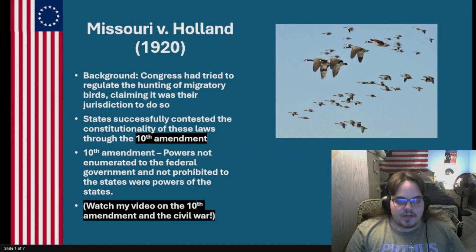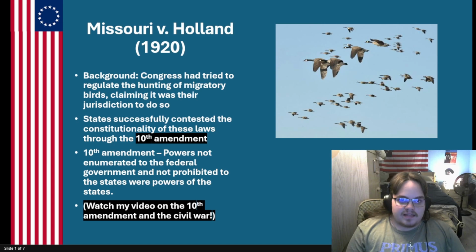Alrighty, ladies and gentlemen, here we are at the presentation. So to understand how international law actually threatens our civil liberties, we have to look at an old case, and that is Missouri v. Holland from 1920. To give you a little bit of background, this was a case where Congress had tried to regulate the hunting of migratory birds, claiming it was their jurisdiction to do so, and that claim was based on the fact that they're migratory. They cross international borders, they cross state lines.